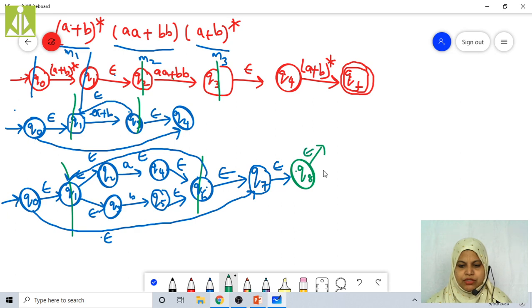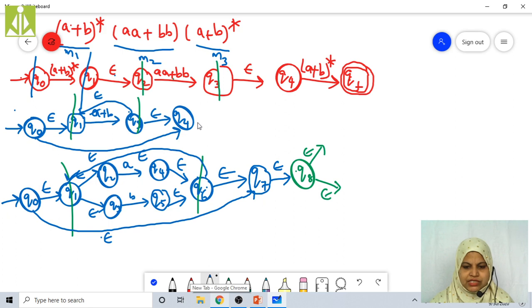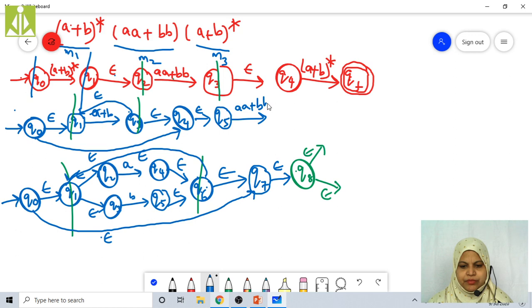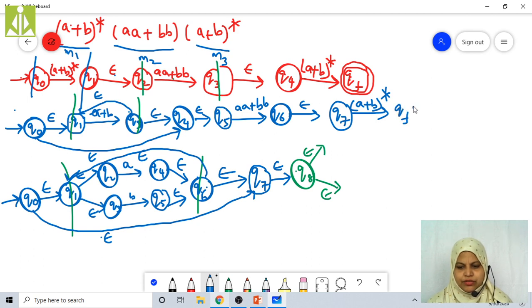Epsilon, epsilon, epsilon, epsilon. Here you have to draw the complete thing. I'll draw it here. Epsilon, Q5, AA plus BB, Q6, epsilon, Q7, A plus B whole star, then QF, the final state.